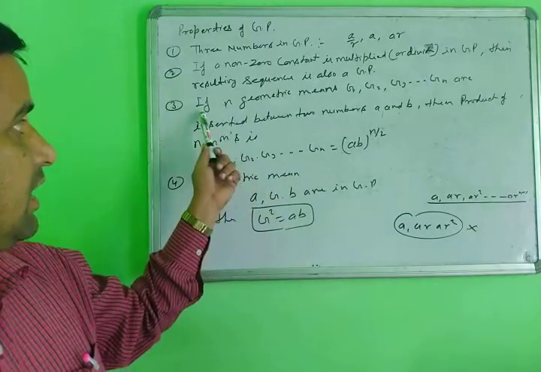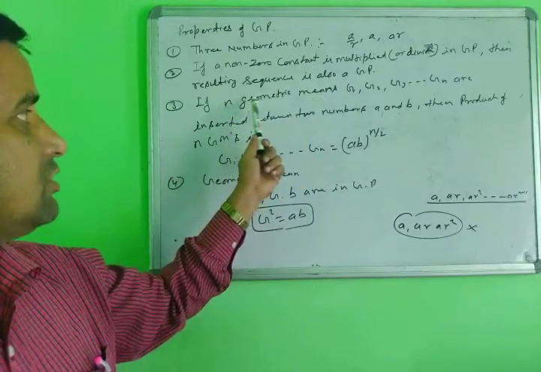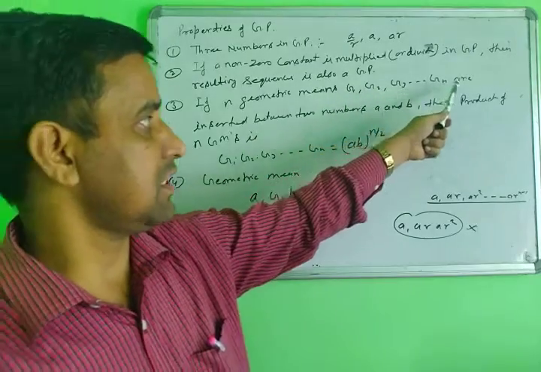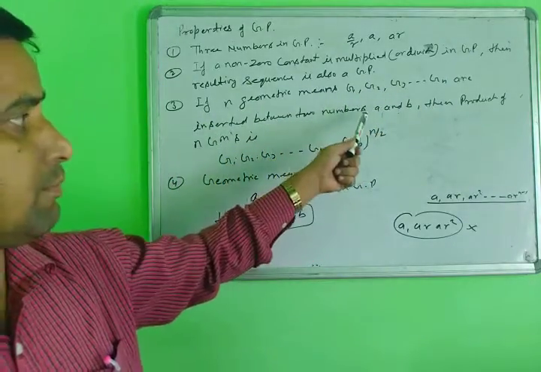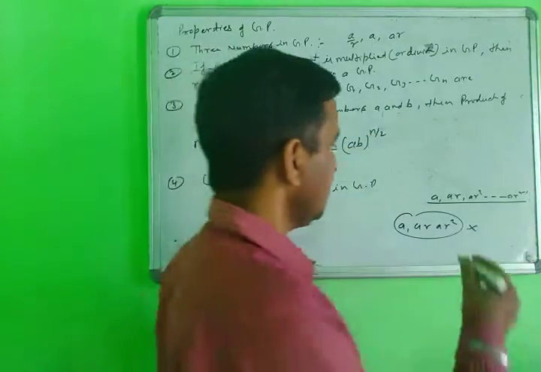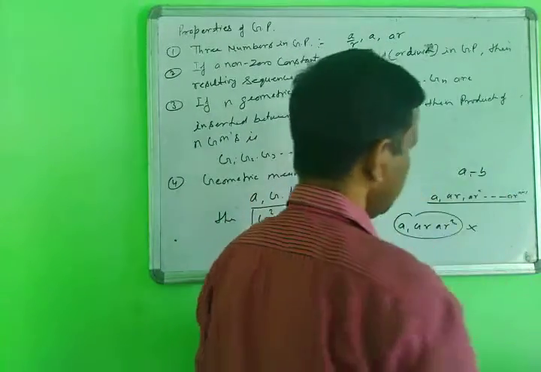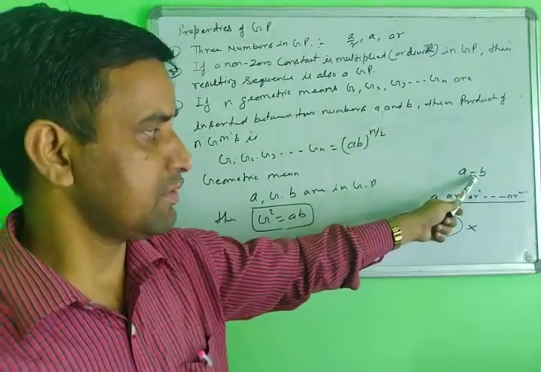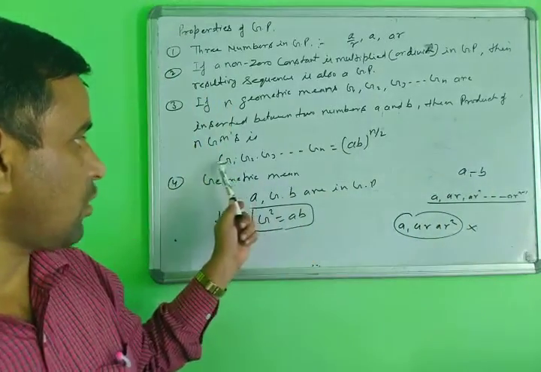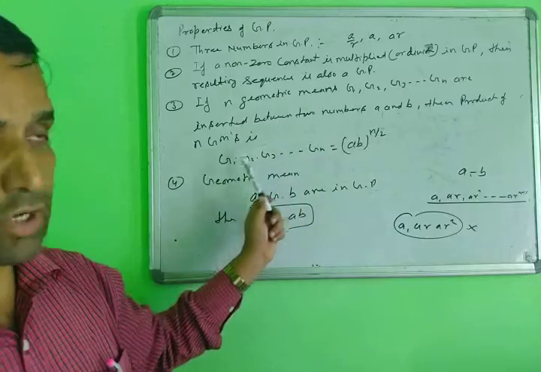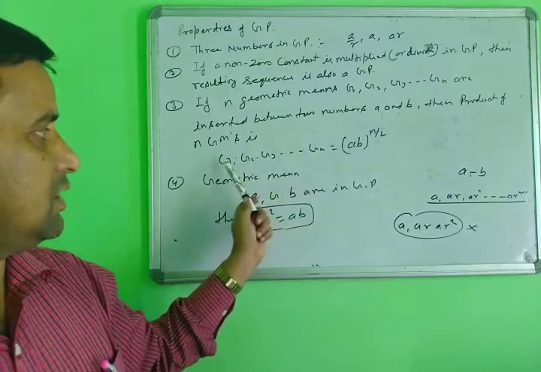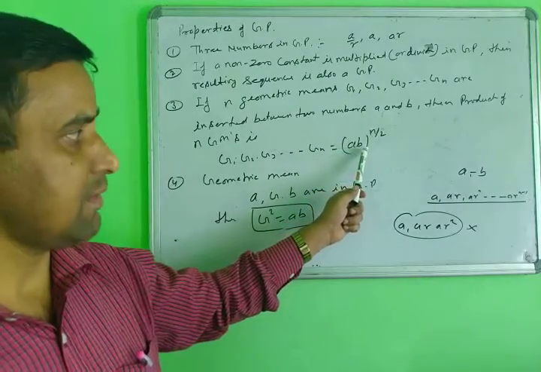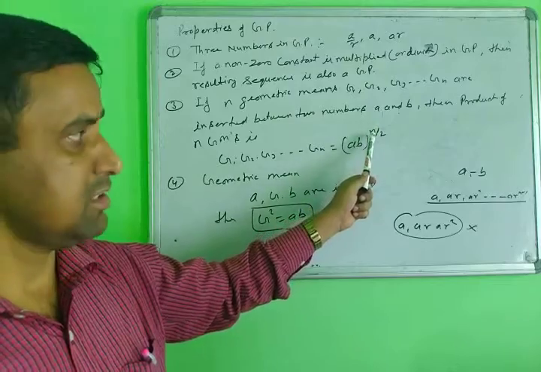Third property, of n geometric means. Suppose n geometric means G1, G2, G3, up to Gn are inserted between two numbers A and B. You have two numbers A and B, and you need n geometric means between them. Then the product of all the geometric means, G1 into G2 into G3 up to Gn, equals (A into B), the first number multiplied by the second number, to the power n by 2. This is very, very important.